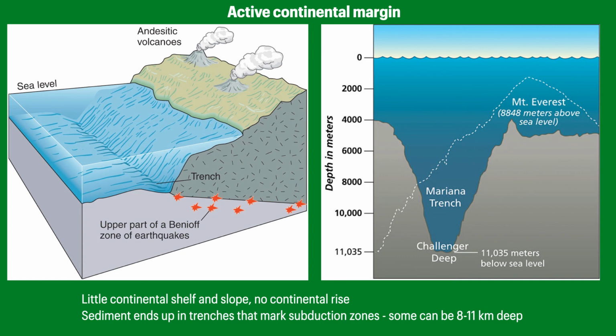So these trenches can be really deep too. They're 8 to 11 kilometers deep, depending on the geometry of the subduction zone. So those trenches are really the hallmark of active continental margins. You still have a continental shelf, you still have a continental slope. There's no continental rise because you have a trench instead. But you have this deep trench that's formed from that subduction.